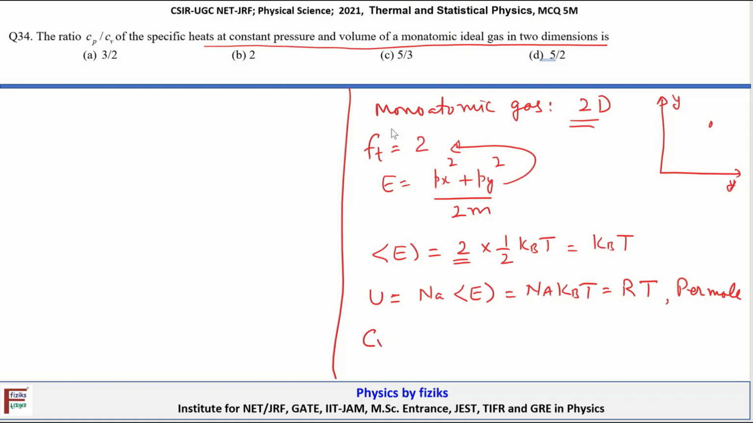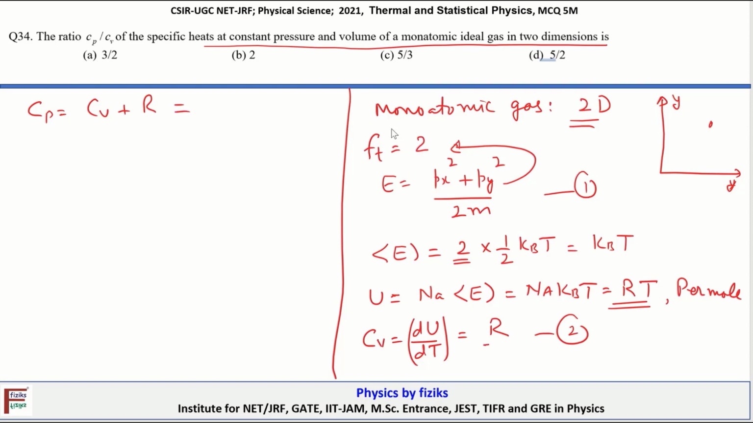So from here we can calculate the Cv per mole, that is equal to dU by dT, and that is equal to R. You differentiate it with respect to T, so we obtain R only. Let me call this equation 1 and this equation 2. Now by making use of Mayer's relationship, Cp equals Cv plus R, because we are taking 1 mole of a substance, and Cv is R, as we have evaluated, so R plus R equals 2R.